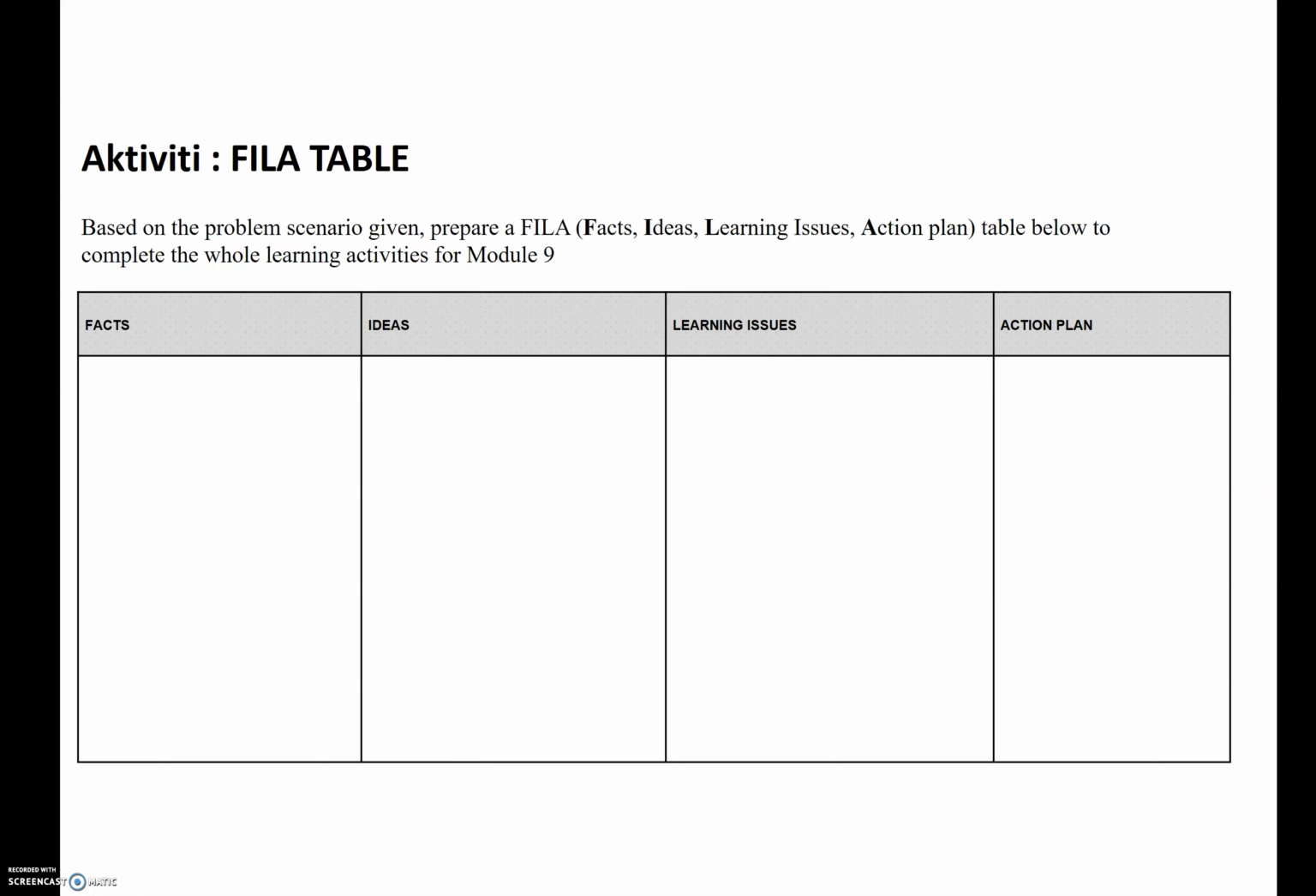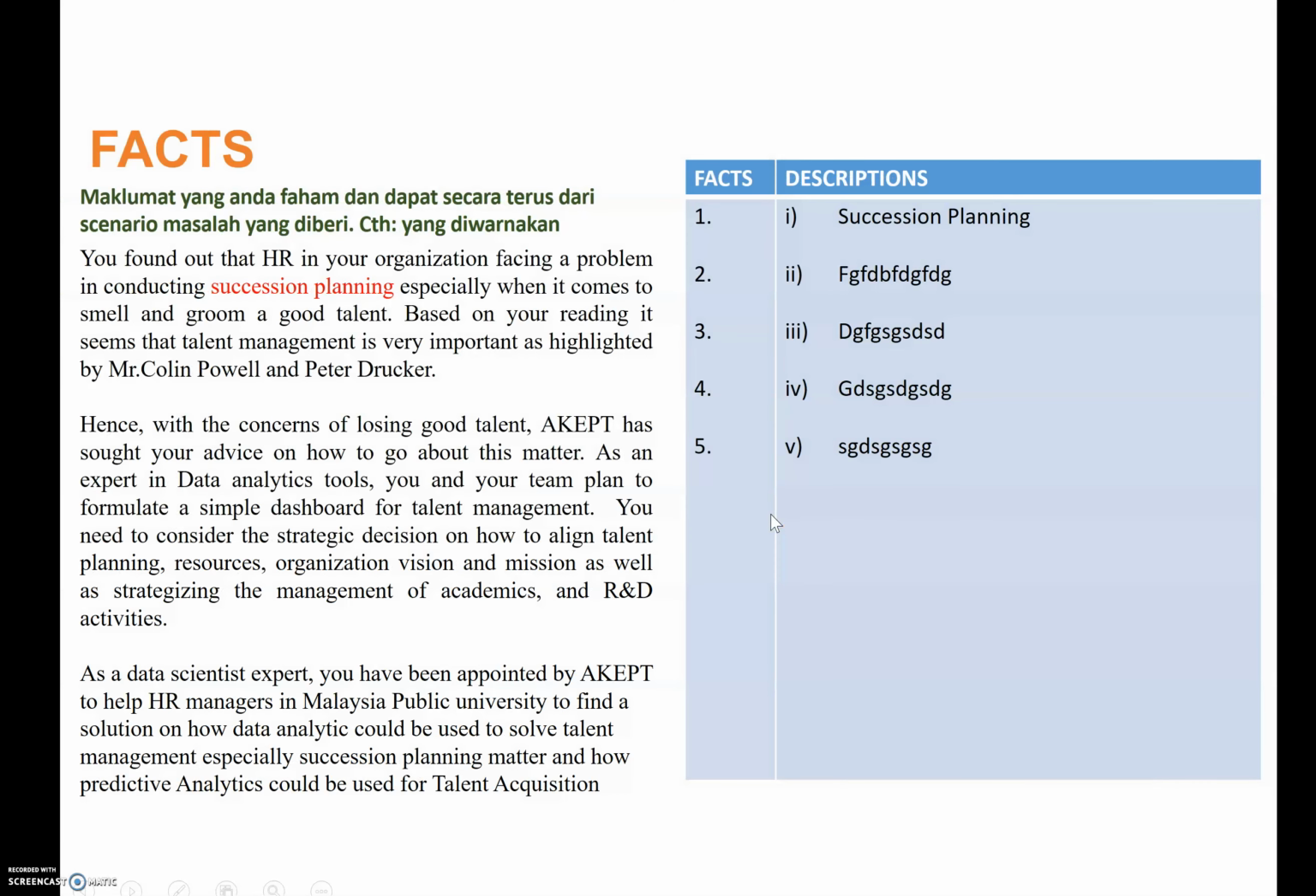Okay, so for example, by giving this one, we try to structure their thinking process by providing this FILA table. Okay, so if you can see here in the FILA table, FILA is fact, idea, remember? Learning issues and action plan. So what is the fact? Given from the problem, idea, learning issue and action plan. So this is very important so that we could systemize their thinking. All right.